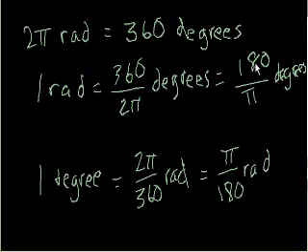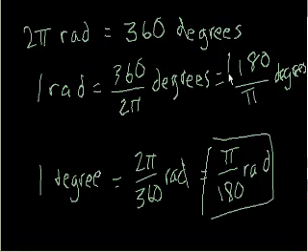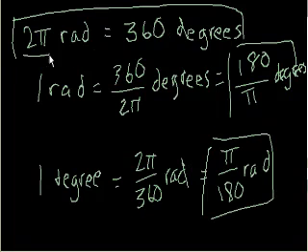1 radian equals 180 over pi degrees, and 1 degree equals pi over 180 radians. And if you ever forget these, I mean, it doesn't hurt to memorize this, but if you ever forget it, I always go back to this: 2 pi radians is equal to 360 degrees.